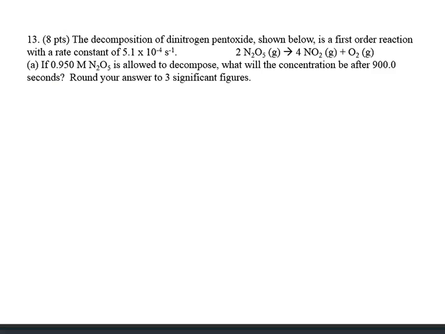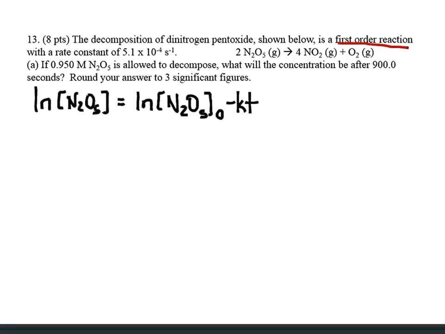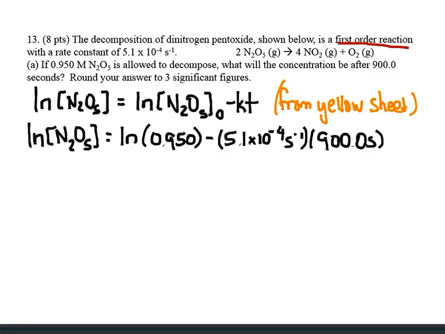Number 13, we have an integrated rate law question. Decomposition of dinitrogen pentoxide shown below is first order, and you're given the rate constant. So if you know it's first order, you need to go to the yellow sheet and get the integrated first order rate law, which is here. And we're going to plug in numbers.